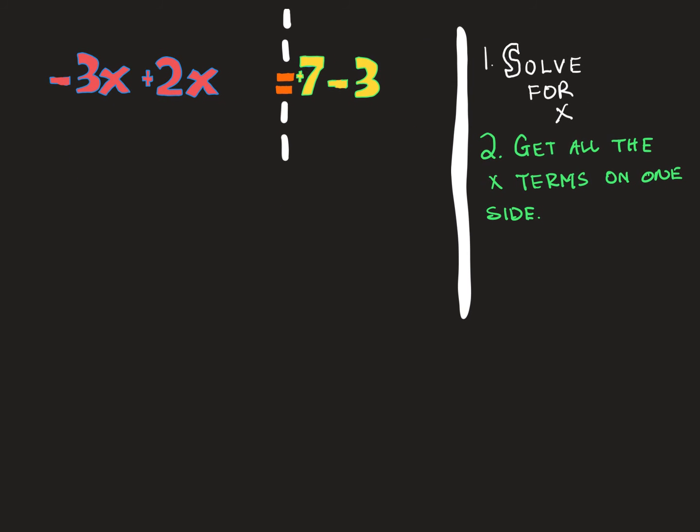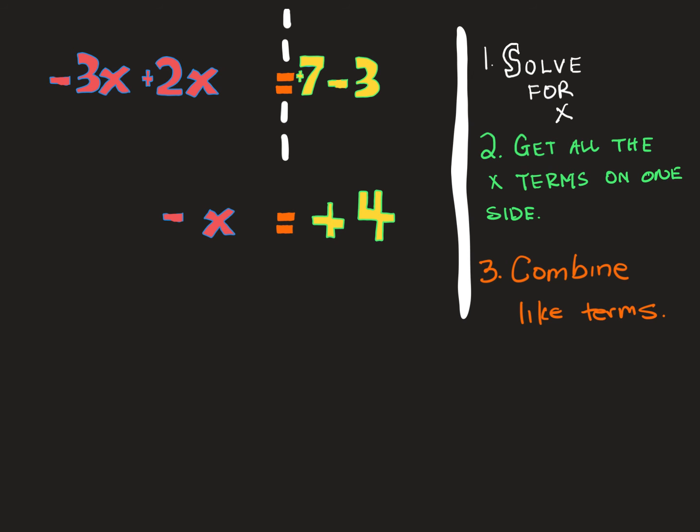So now just combining the like terms on both sides, negative 3x plus 2x is negative x, and positive 7 minus 3 is just positive 4. So if negative x equals positive 4, then x equals negative 4. Or you can think of it as multiplying both sides by negative 1 to flip the signs.